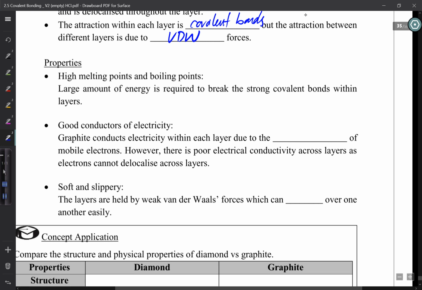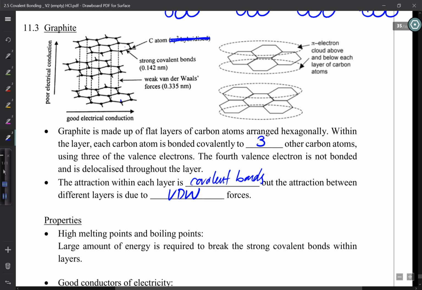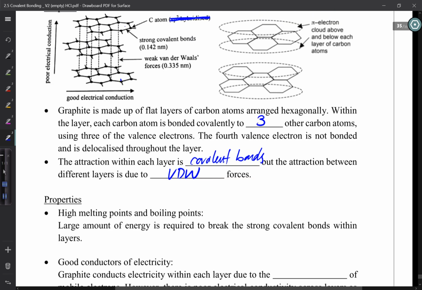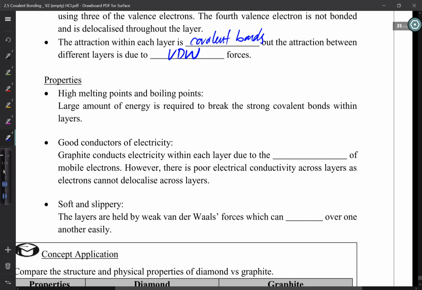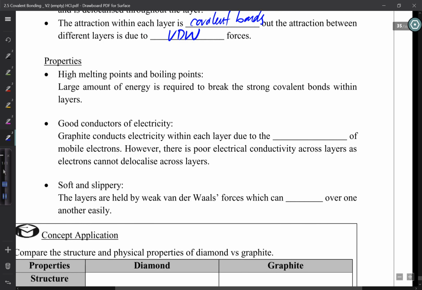So, some properties: they have high melting and boiling points. Some teachers don't even realize that by now, by the way. They think that it's just one layer. Anyways, they have high melting and boiling points because if you are trying to melt the graphite, you are also actually trying to break these covalent bonds, as well as very, very strong van der Waals force.